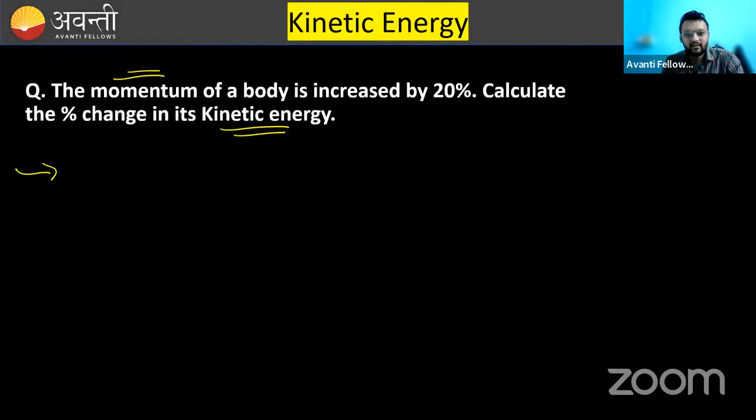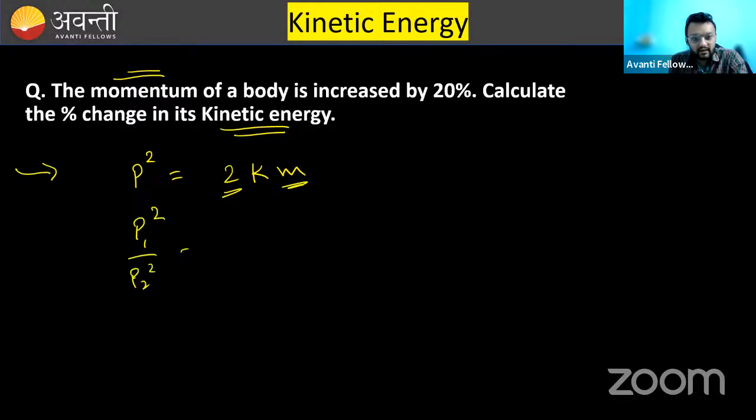Okay, sure. So we must know the relation. So we know that P square is 2 m K. P square is 2 m K. That's what we have learned up to now. In the previous class, I told you 2 and m are constants. Mass and 2 are constants. So we can write that P1 square divided by P2 square is equal to K1 by K2. Are you okay with it? P1 square by P2 square, because 2 and m are constants, they can be omitted. I have given you a complete lecture on that.